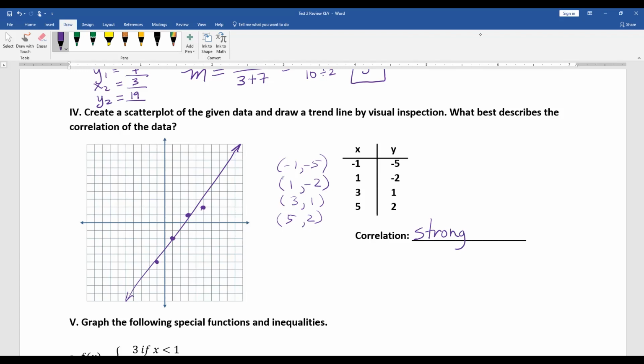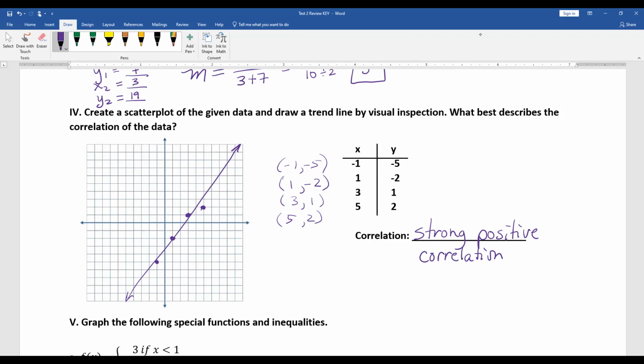Now, is it positive or negative correlation? Positive. What tells you that it's a positive correlation? It's going uphill. So this is a strong positive correlation.